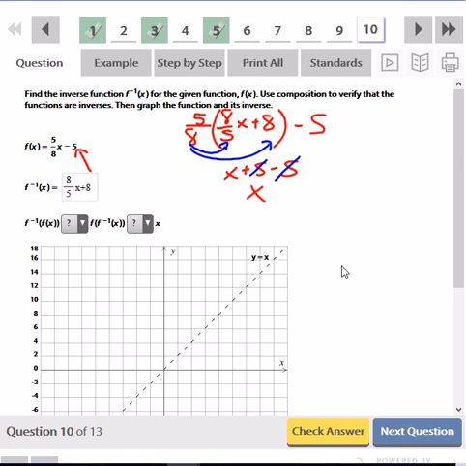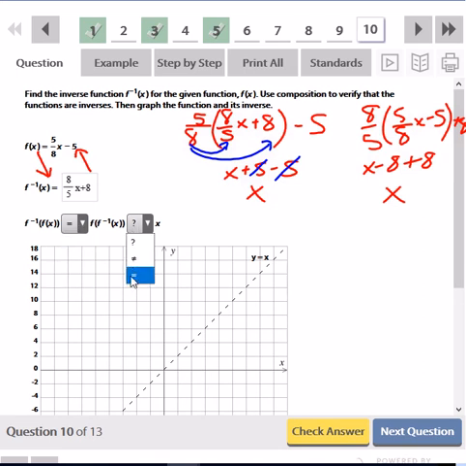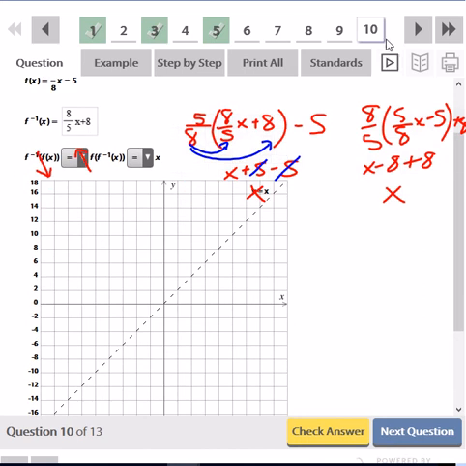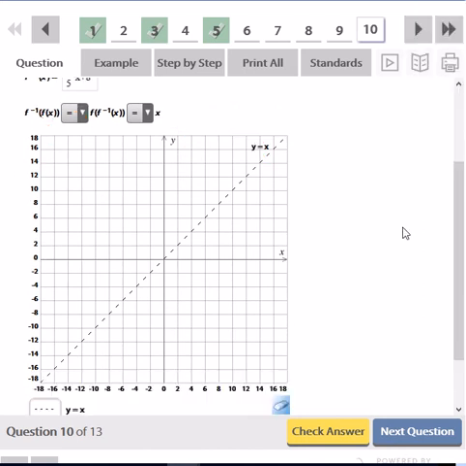If I go the other way around and now plug the function into its inverse, I would now have 8 over 5. Instead of x, I would write 5 over 8 x minus 5. And then at the end, that would be a plus 8. The reciprocals cancel again. The 5s would also cancel, so I would get x minus 8 plus 8, which would just give me x also. So it looks like in each instance, composing the function with its inverse just gives you the original. Now let's take care of the graph.